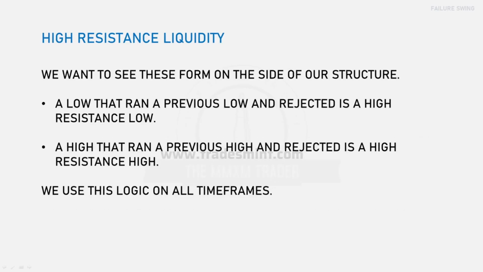Now we covered low resistance liquidity. Let's talk about high resistance liquidity. And we want to see this form on the side of our structure. So a low that ran a previous low and rejected is a high resistance low, and a high that ran a previous high and then rejects is a high resistance high. And we'll use this logic on all time frames.